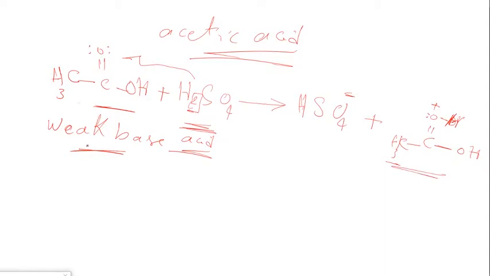So you started with a weak base, but you ended with a strong conjugate acid. And in the case of sulfuric acid, you started with a strong acid, and because it lost one of its protons, it will act further as a weak base.